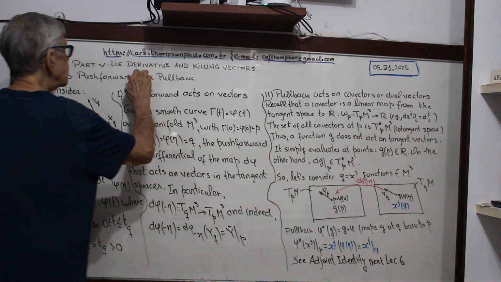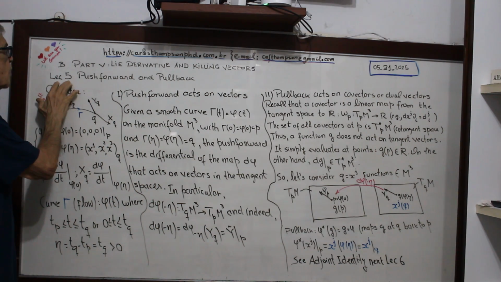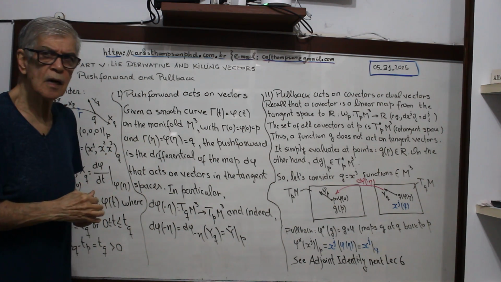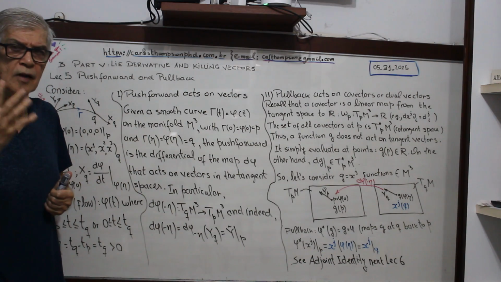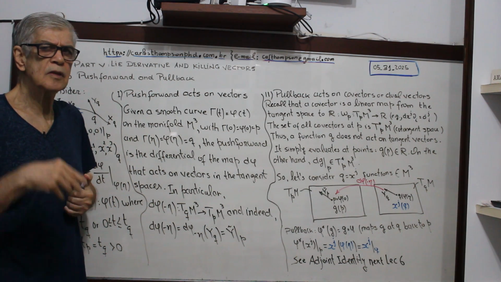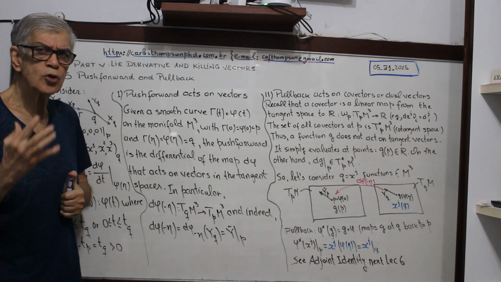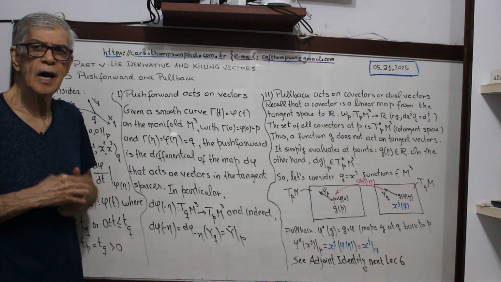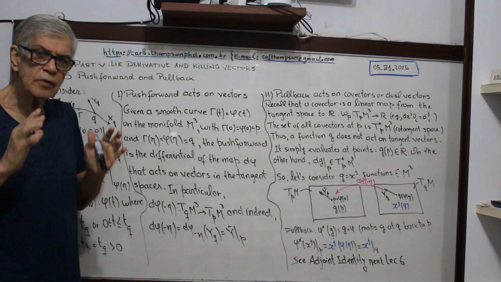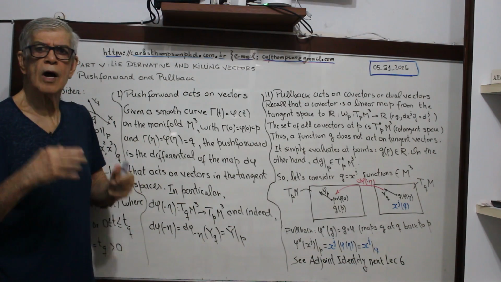Part 5, Lie derivative and Killing vectors. Now let's continue lecture 5, push forward and pull back. We already did the adjoint operator. We will see in the next lecture, including numerical examples and so on, this will show the adjoint identity, the adjoint operator, applied to the Lie derivative. That's a particular case of the adjoint operator or adjoint identity.